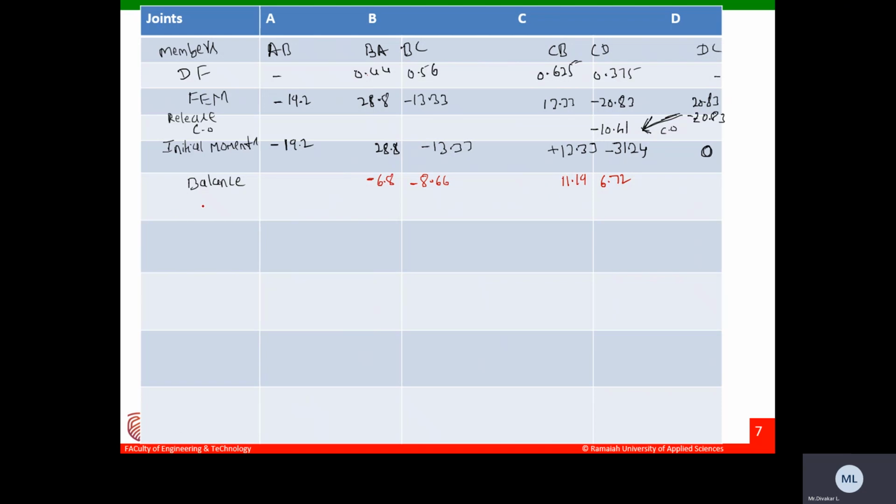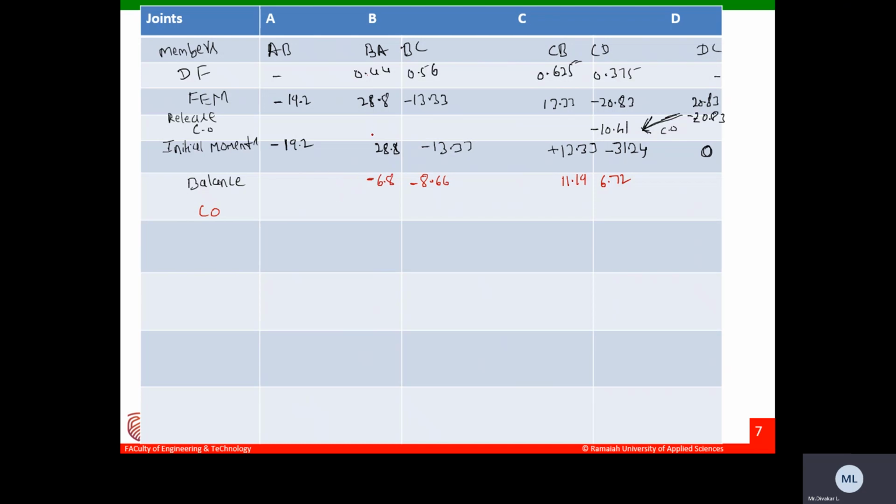The next step is we need to do the carry over to the adjacent supports. So please remember where I need to do the carry over. If the far end is fixed or continuous, I need to do the carry over. This means I need to carry 50% of the movement to the adjacent support with the same sign.